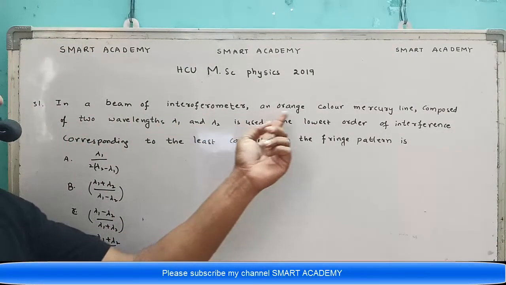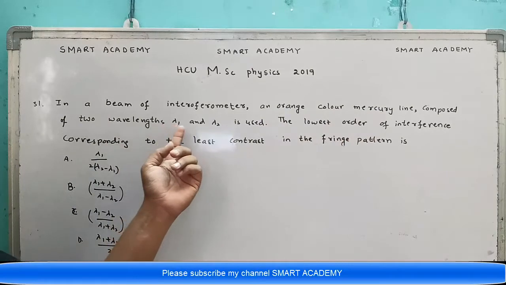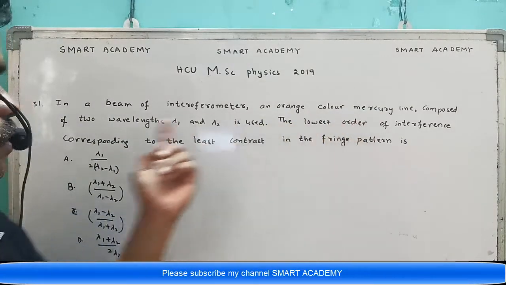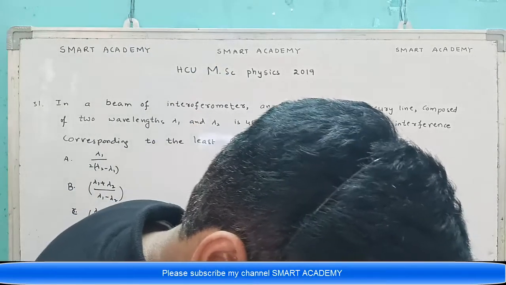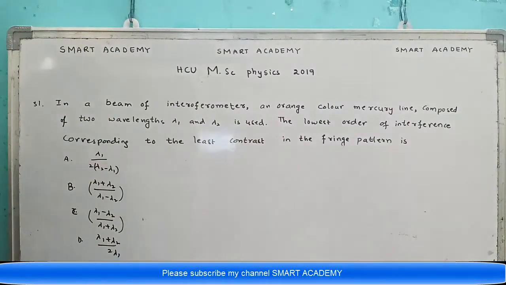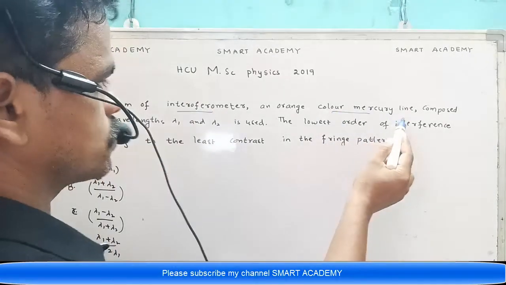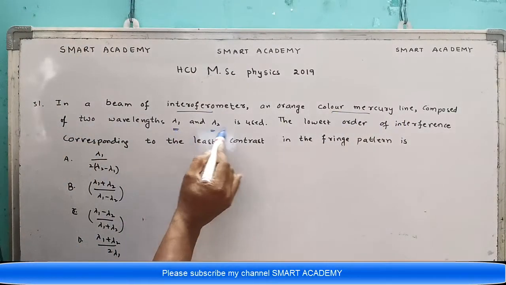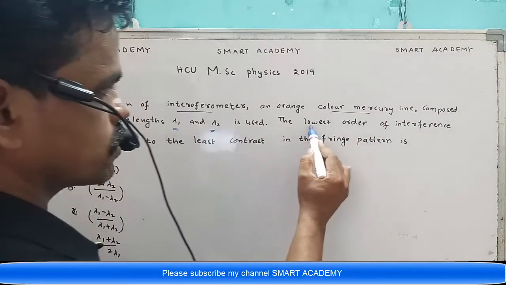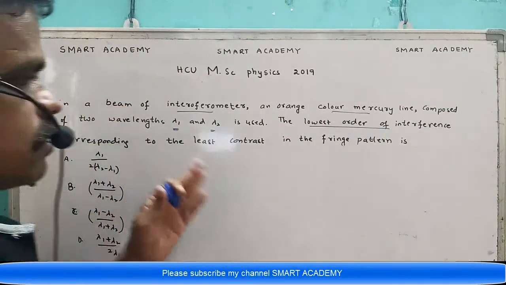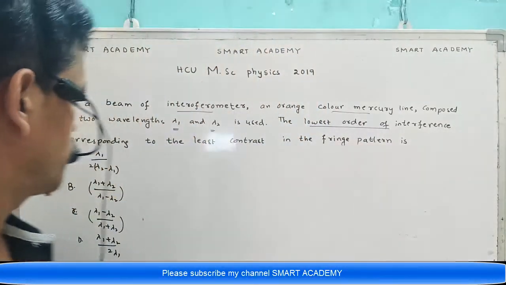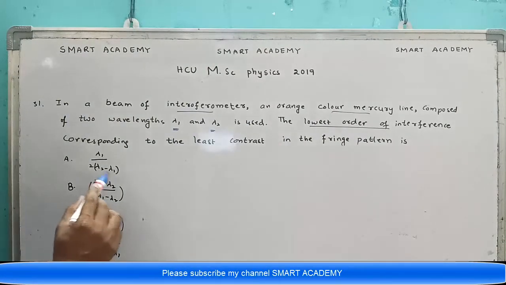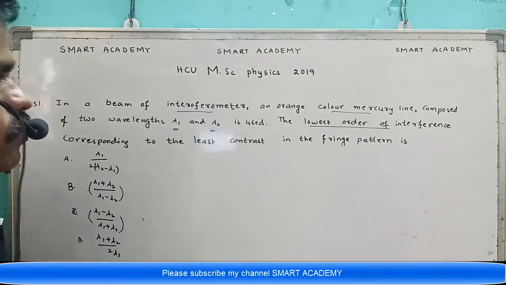In a beam interferometer, an orange color mercury line composed of two wavelengths lambda 1 and lambda 2 is used. The lowest order of interference corresponding to the least contrast in the fringe pattern is. So the question belongs to interferometer. In the interferometer, the mercury line used is composed of two wavelengths lambda 1 and lambda 2. We have to find the lowest order of interference. We have the options A, B, C, D. So we are moving to the solution here.